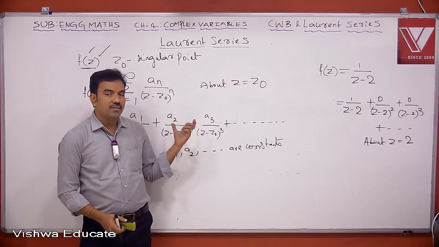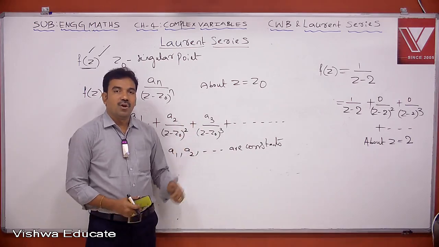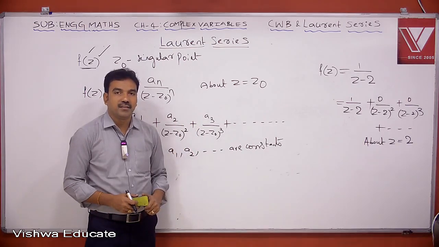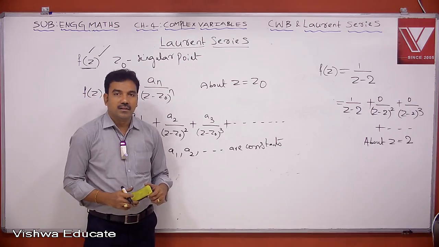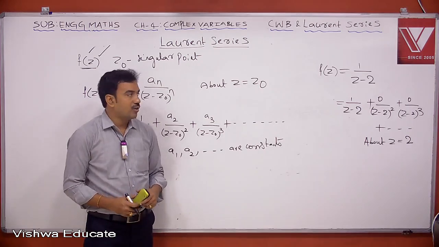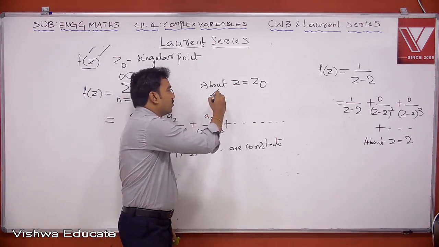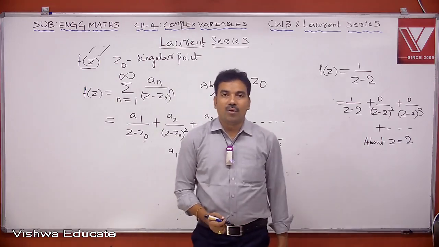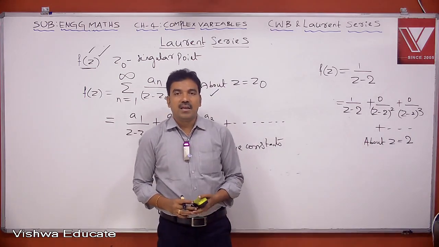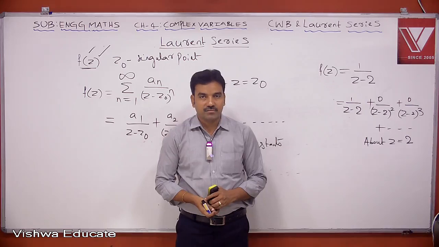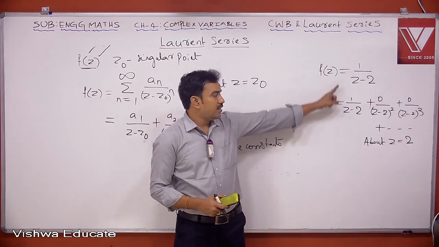And this is called the Laurent series expansion of f of z about z equal to z naught. Write this example.